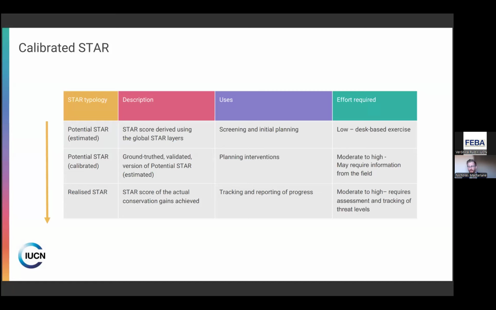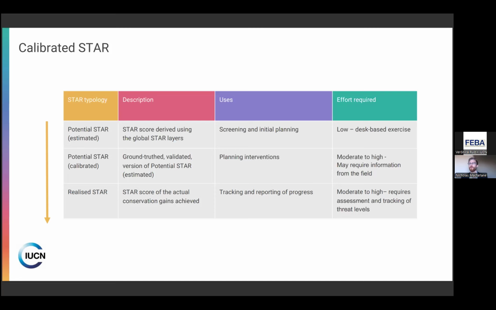This is where calibrated STAR comes in, taking the estimated STAR that uses the global data sets and ground truthing and validating it at a site to test those two assumptions, and then providing a calibrated value that can be used for tracking and reporting how much realized STAR is actually delivered through conservation actions or indirect actions that are going to have a conservation impact. This is cutting edge development and testing right now. There are manuscripts under review at journals that are going to be published hopefully extremely soon.